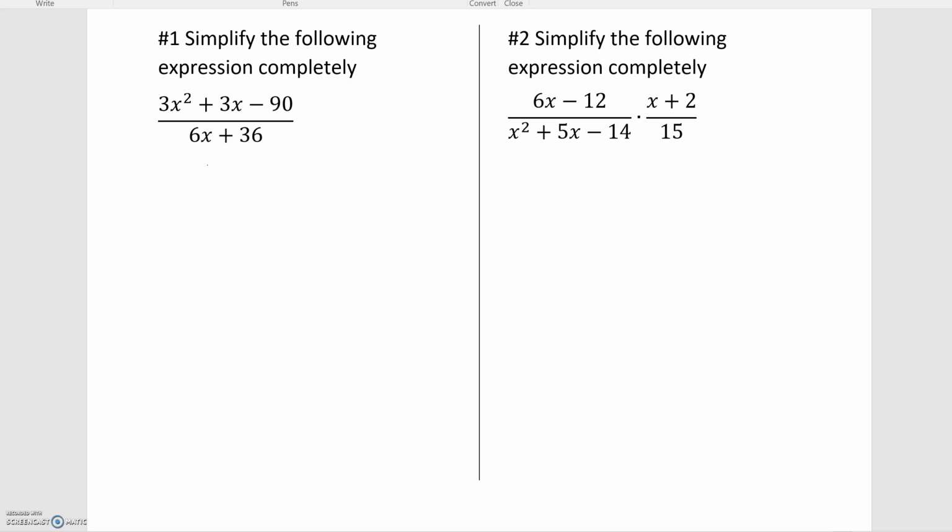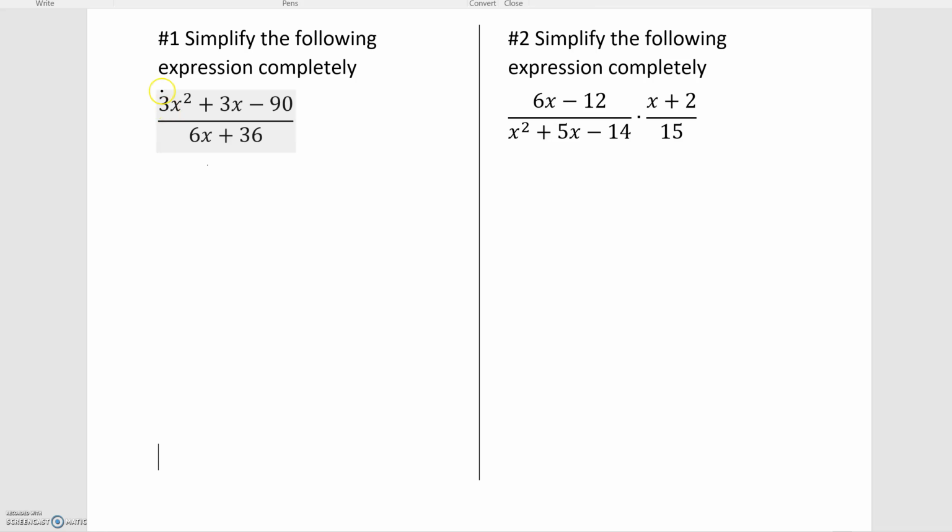All right, so I'm going to simplify these expressions, explain my reasoning, and hopefully by the time I'm done, you'll see that essentially these problems have a lot of similarities. So let's start with number one. To simplify the following expression completely.